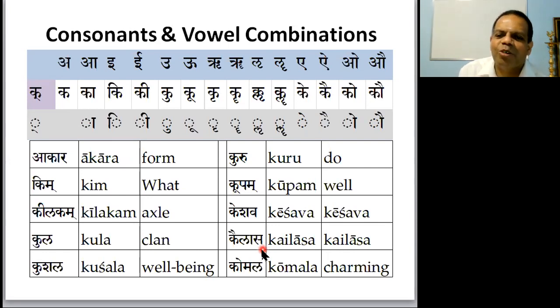In any dictionary you go, they will say Kailash is a mountain in Himalayas where Shiva resides. That's the meaning you will find. But I will go and look into it and see what it means. So it requires some research. I will do that. Thank you. No worries. Thank you, brother.